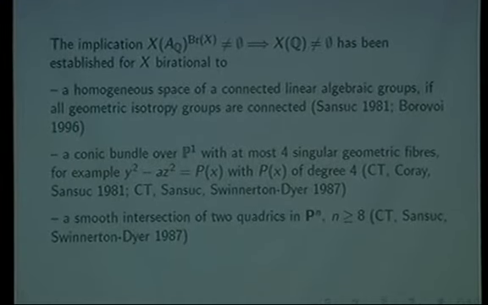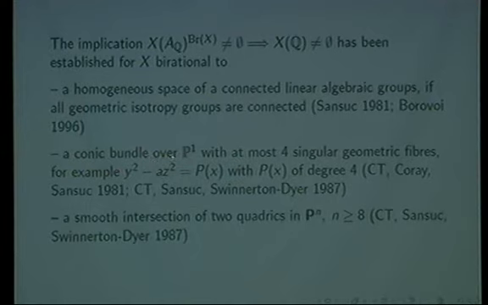Another case which was handled, which we find quite fascinating, is conic bundles over the projective line P1, parameterized by just one parameter. A conic bundle over P1 is a family A(t)x² + B(t)y² + C(t)z² = 0, in the case when it has at most 4 bad fibers.